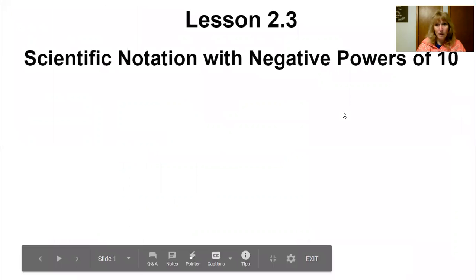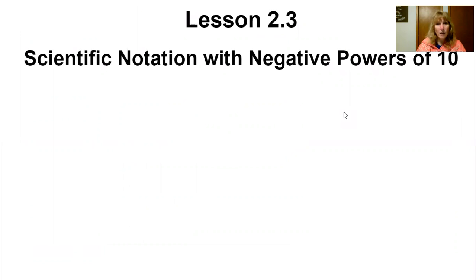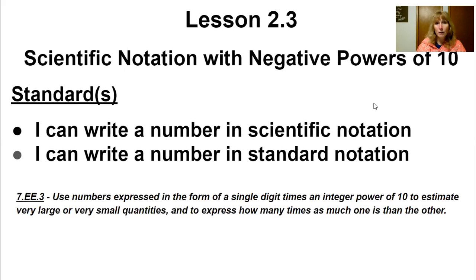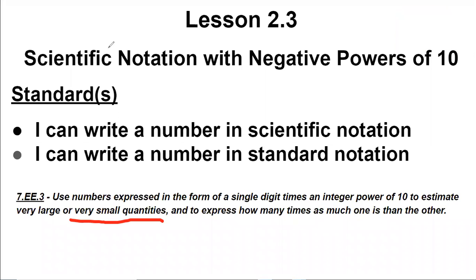Okay, like I said, this is going to be negative powers of 10 with scientific notation. The last lesson was the positive powers of 10, so we were looking at very, very large numbers. Now we will be looking at very, very small numbers. The standards are still the same. I can write a number in scientific notation and I can write a number in standard notation. We're still working in EE3, but this time we are going to be talking about the very small quantities. So we will be doing the same standard EE3 using very small quantities. I'm going to minimize myself and we will begin.